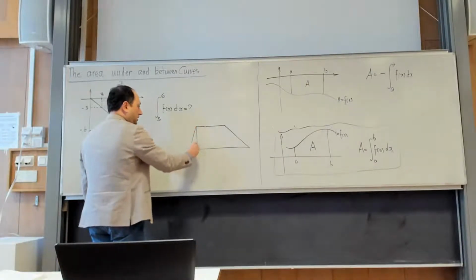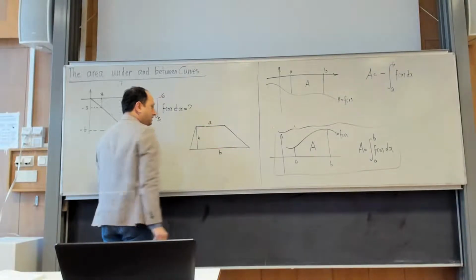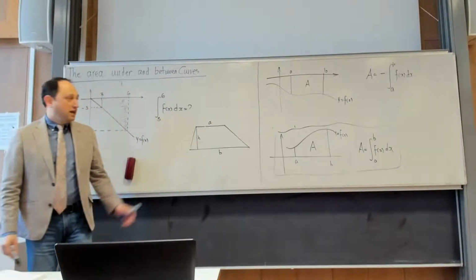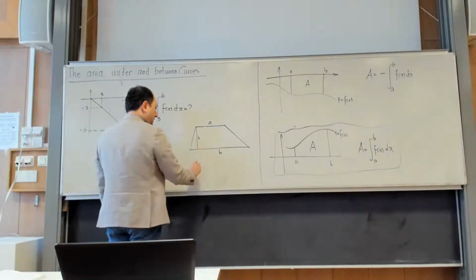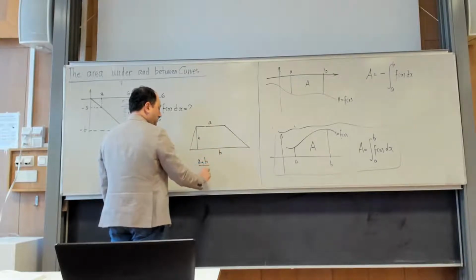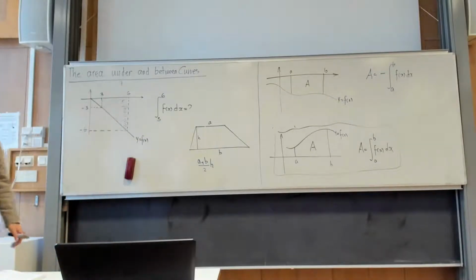This is called the height of the trapezoid. And this trapezoid has two bases. One of them is A, the other one is B. The parallel sides are called the bases. And if you want to calculate the area, there is a nice formula. You average the bases and multiply it by the height. So that's also a good formula.